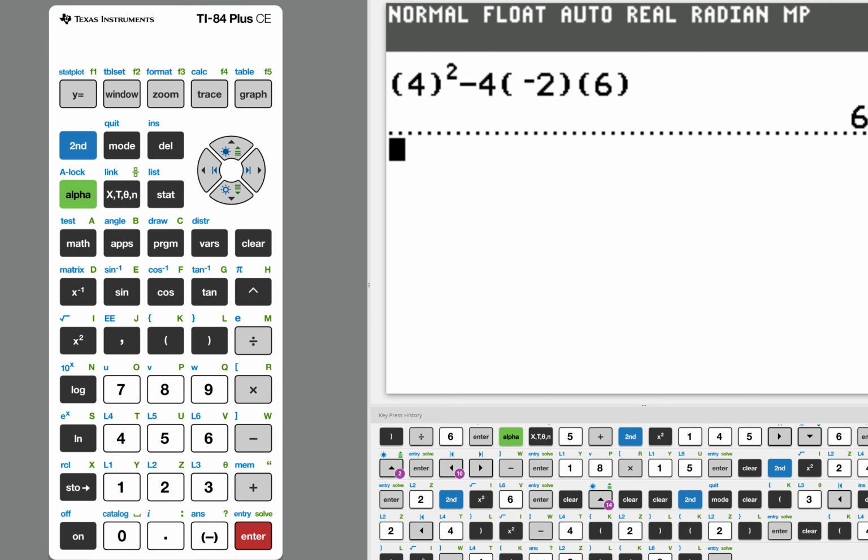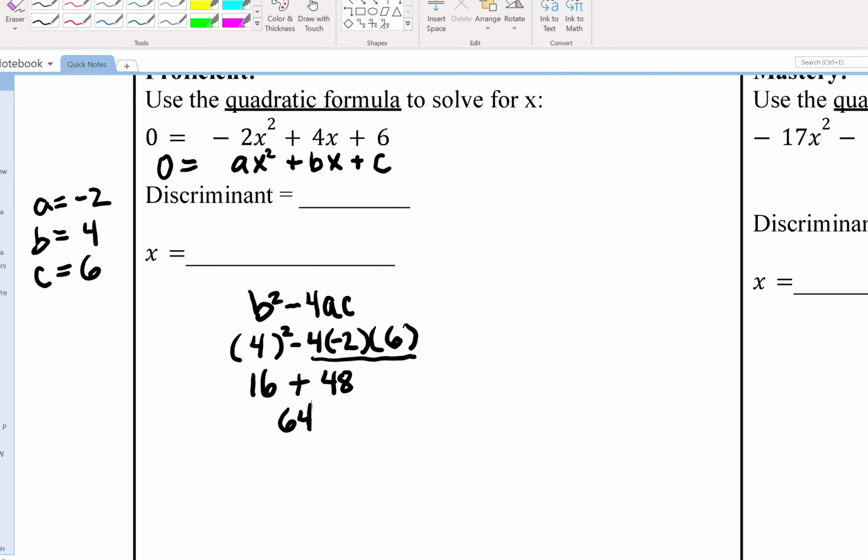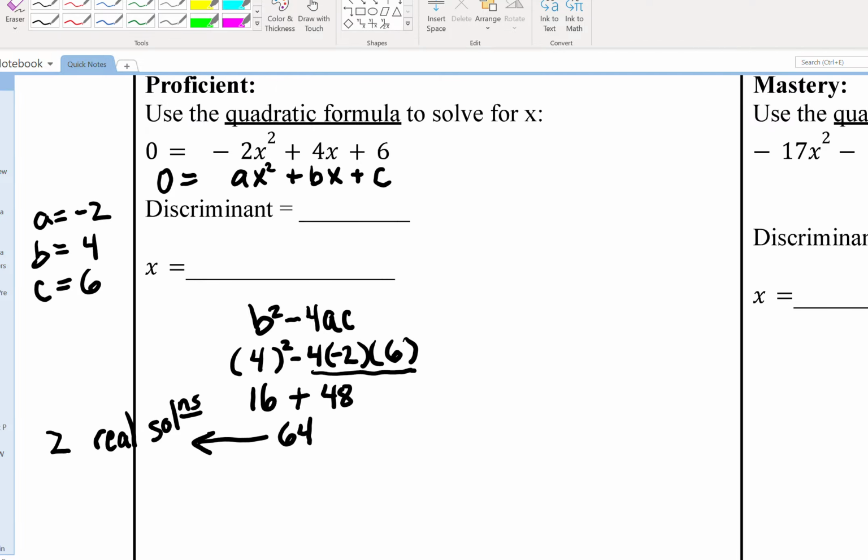And so, because it's positive, when the discriminant is positive, we get 2 real solutions. And because 64 is a perfect square, 8 squared is 64, not only will the solutions be real, but they will also be rational. And so we can find what those solutions are.